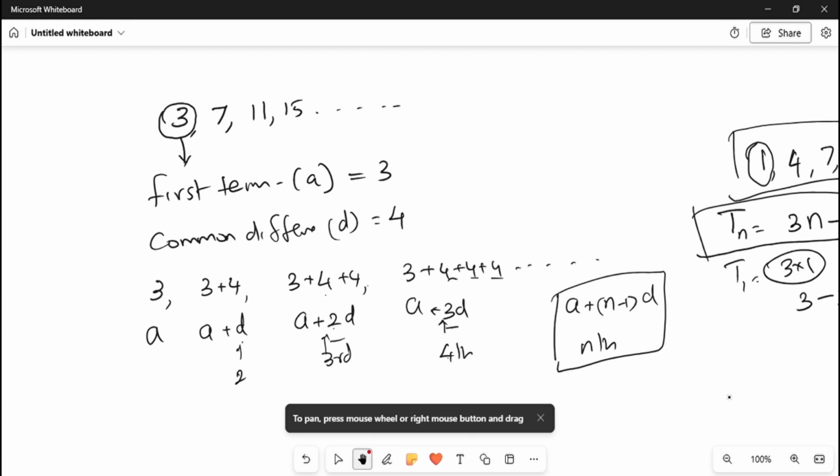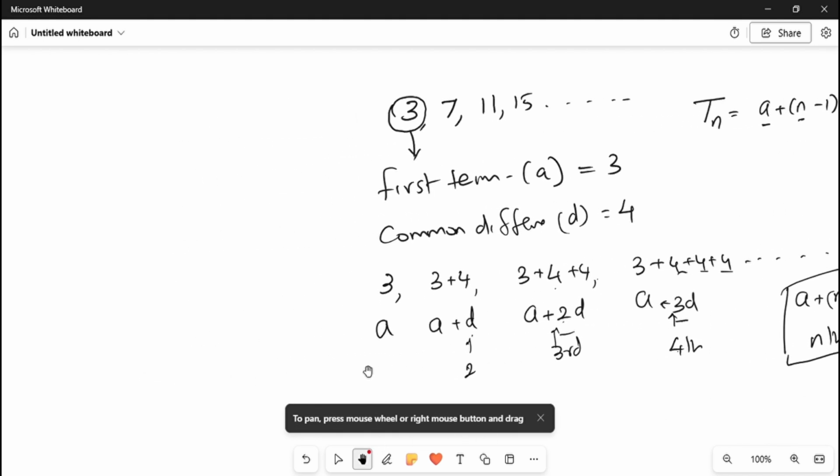So now you understand that in an arithmetic progression, Tn, that means the nth term, or rather the general term, is given by A plus n minus 1 into D. A is the first term of the progression, n is any term in that progression, and D is the common difference. Now in the same pattern, we can find the number pattern. Again, I write the same number pattern.